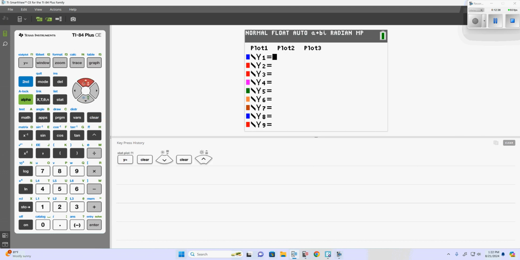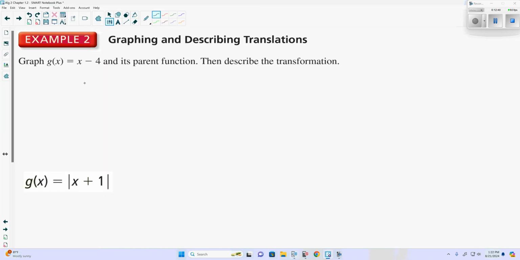In this first problem we're looking at, g of x equals x minus 4, its parent function, you all know which one it is, because we have, well, 4, but it's really one of 3: linear, quadratic, or absolute value. It's linear, because we just have x, yes? So the parent function would be y equals x, or I will say f of x equals x. This is the parent function.